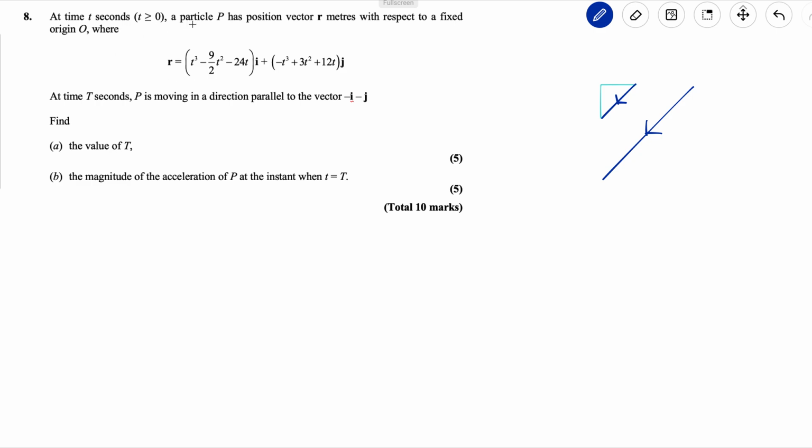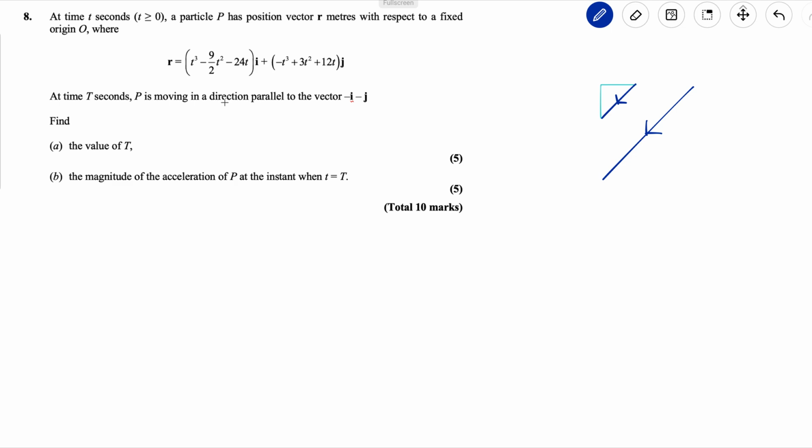At time t seconds, a particle P has position vector r with respect to a fixed origin. r is a two-dimensional vector here. At time t seconds, P is moving in a direction parallel to the vector −i − j. So −1 in the i direction, −1 in the j direction gives a vector like this.